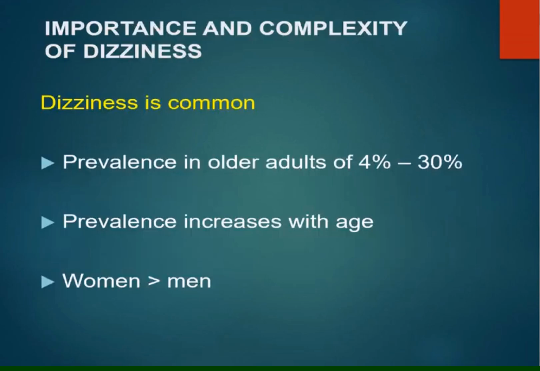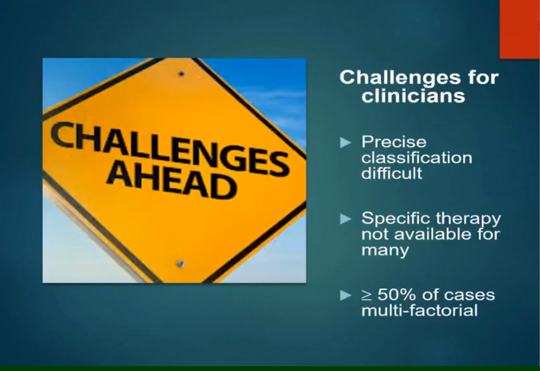So the importance and complexity of dizziness is most importantly that it's a common condition in older adults. Various prevalence and epidemiologic studies suggest that the occurrence of dizziness is from 4 to 30%. It certainly increases with age, and women tend to be affected more than men, and oftentimes, as we will see, it's multifactorial. So there's a lot of challenges related to dizziness.